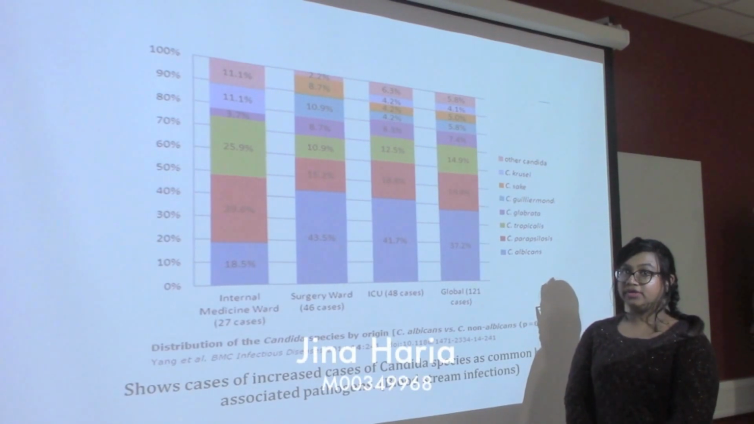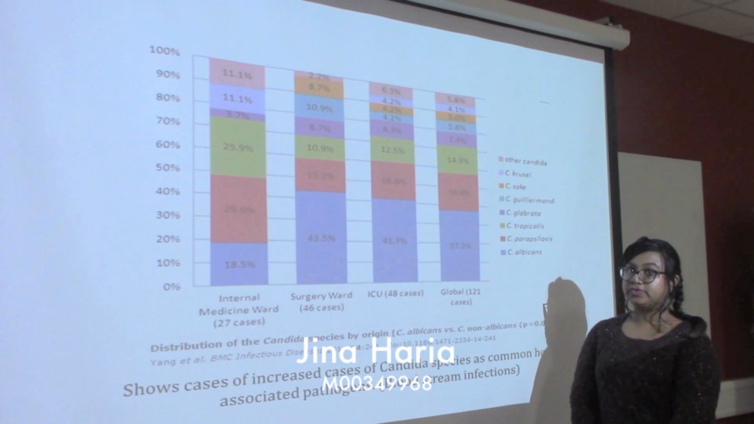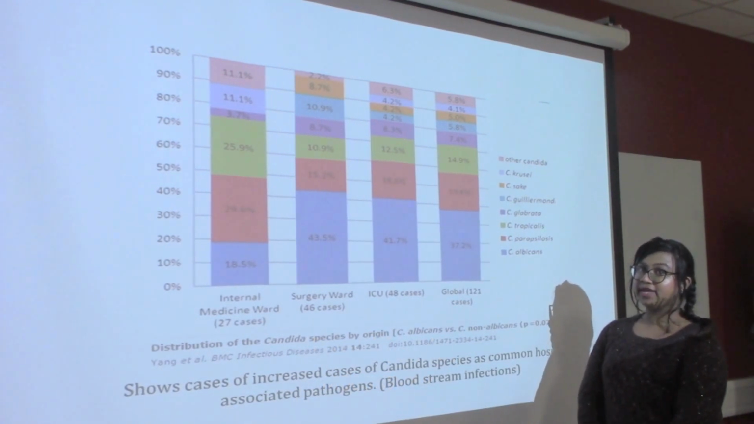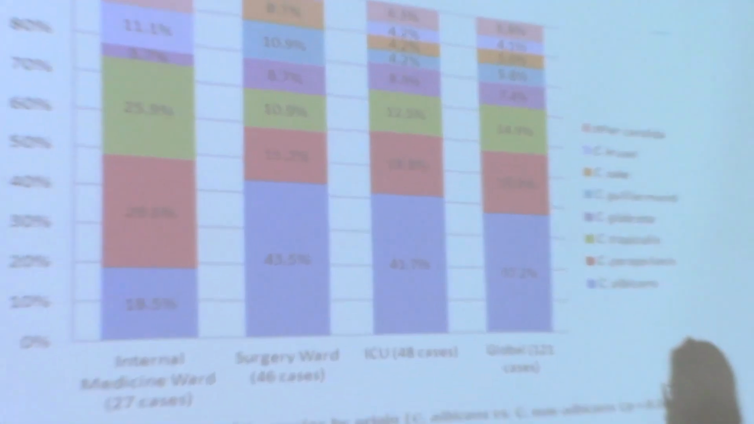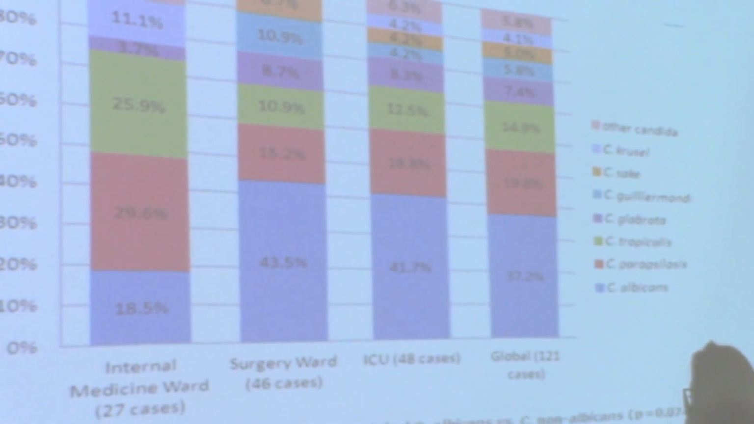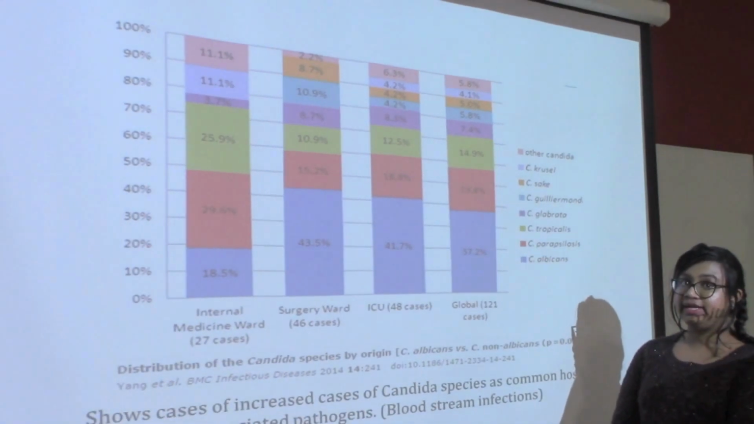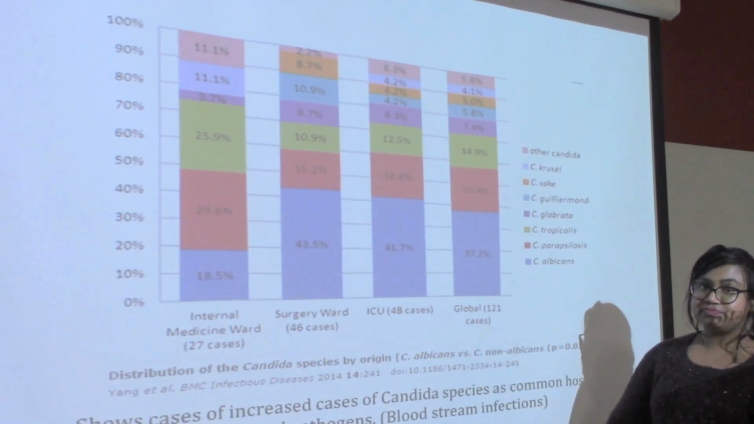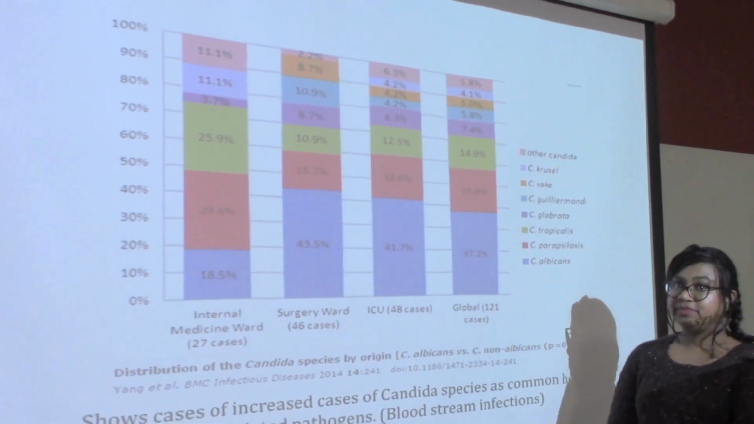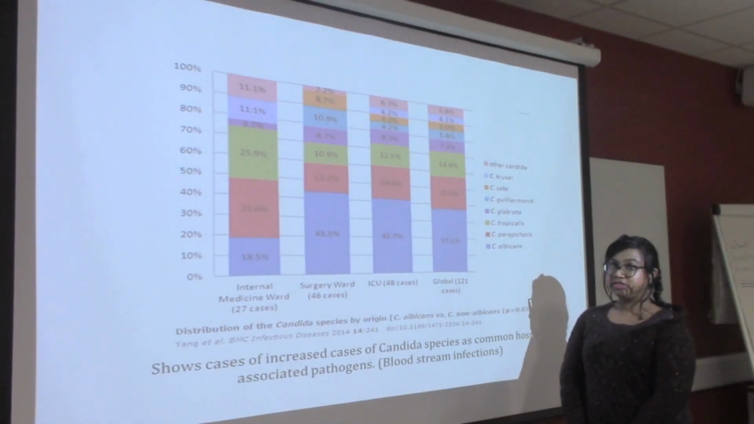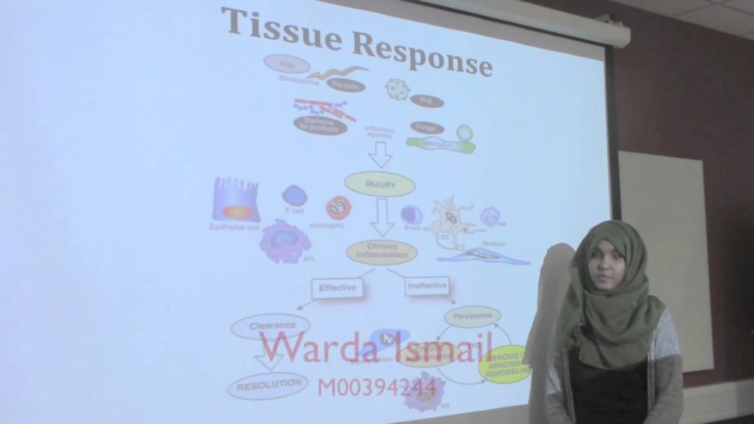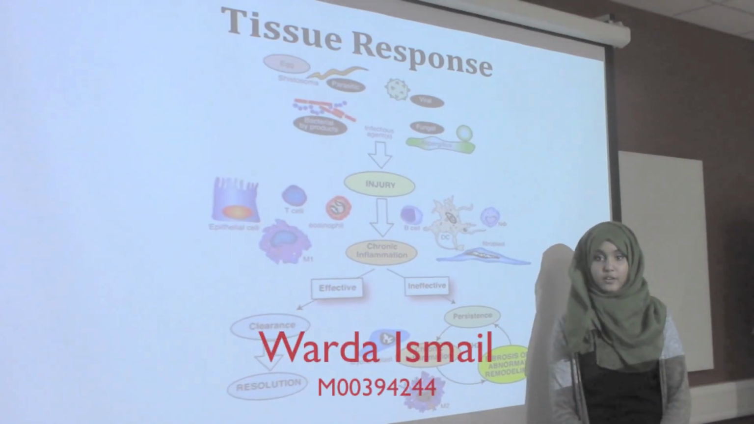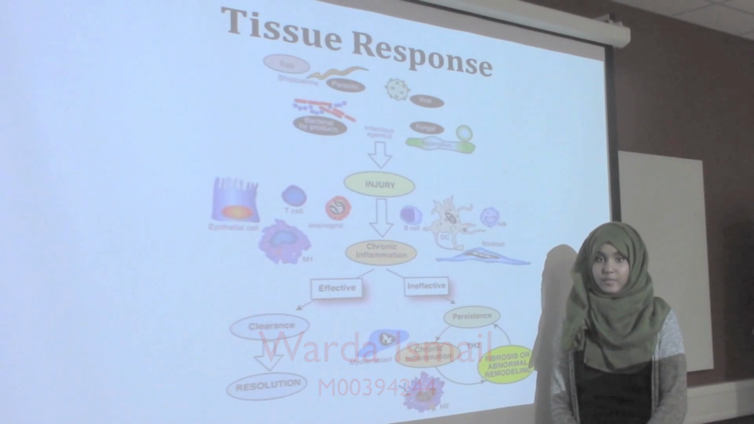Looking at the number of cases by the distribution of Candida species in hospital wards, it is evident that the number of cases related to Candida albicans specifically is increasing rapidly in surgery wards and intensive care units, which indicates that there is a link between open wound surgeries and the rise of opportunistic fungal infections. In the event of an infection, the body responds in a fairly predictable manner, involving the migration of inflammatory cells.